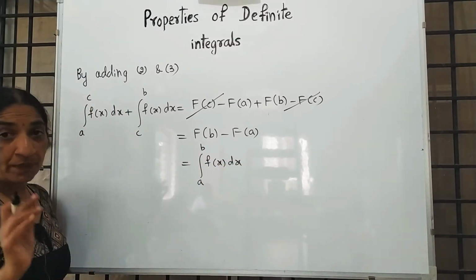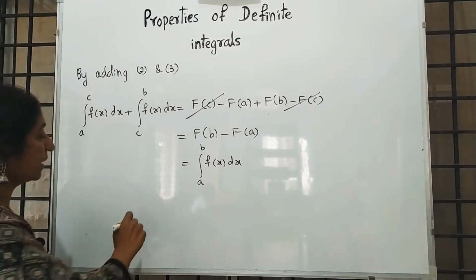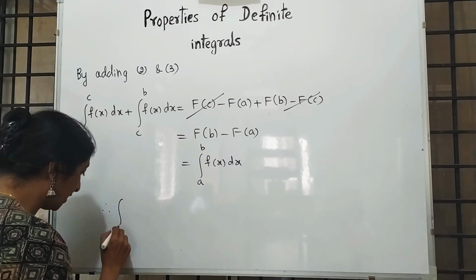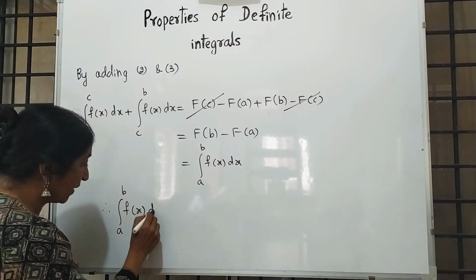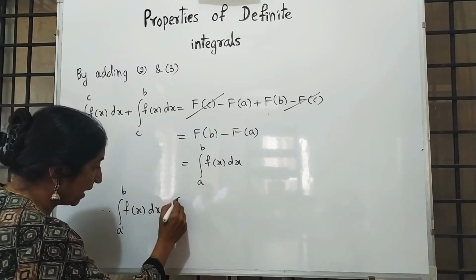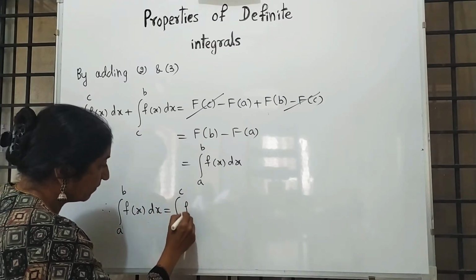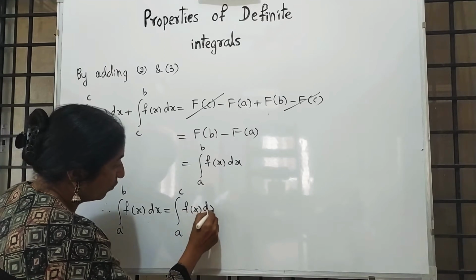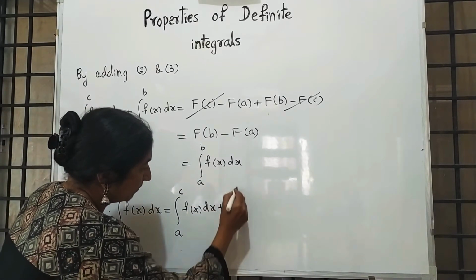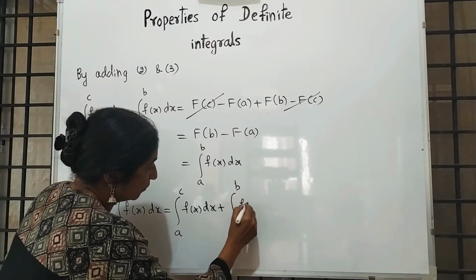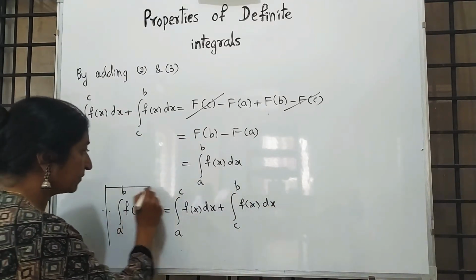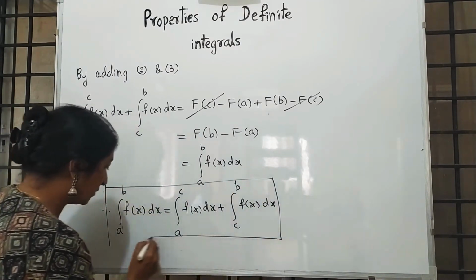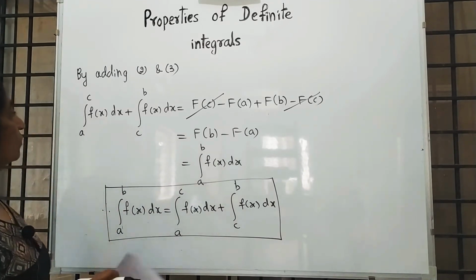So this property I will explain when we are solving the examples. So what is the property then? Integration from a to b, f of x dx is equal to integration from a to c plus c to b, where c is the value in between a and b. Don't go for that alphabet. In general I am telling for our convenience. This is a formula, so the third formula.